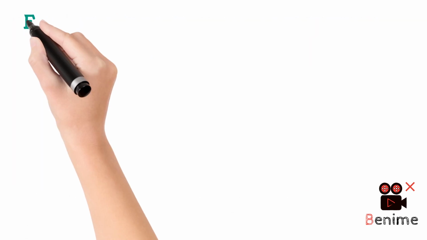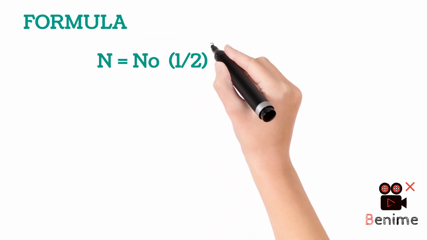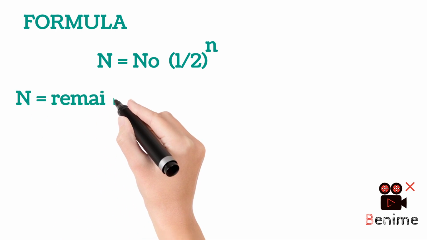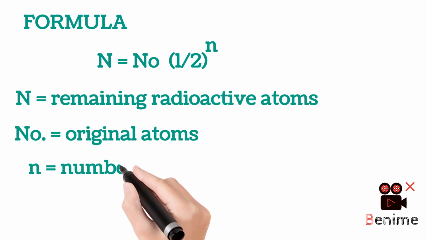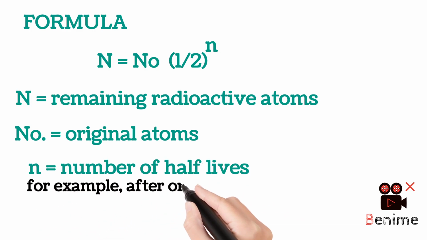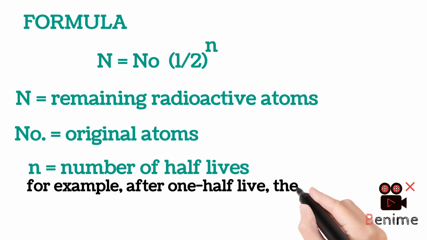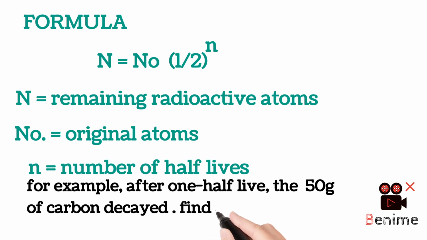become 0. The number of half-lives can be calculated using the relation N equals N0 times (1/2) to the power n. Here N is the remaining number of atoms, N0 is the original number, and the small n is the number of half-lives. The number of half-lives is how many times an element decays.